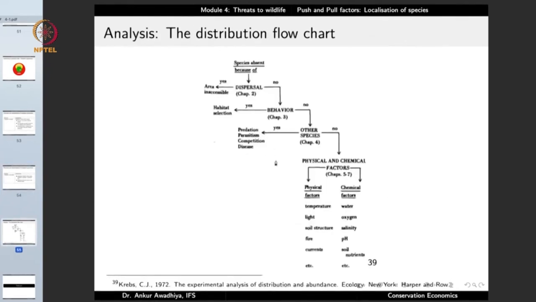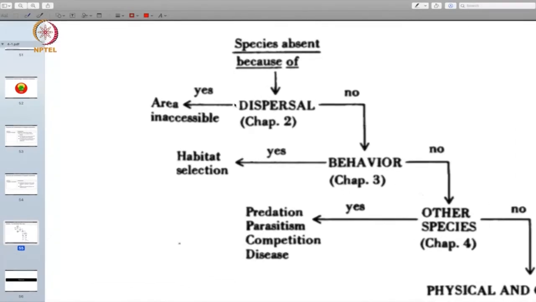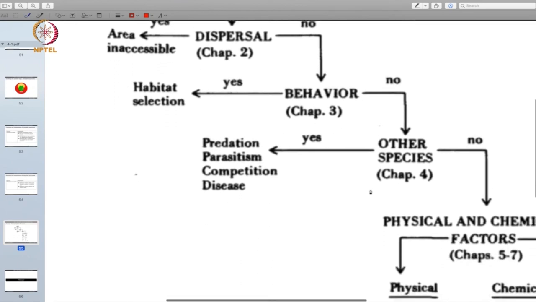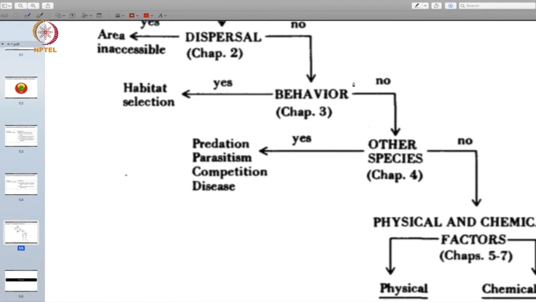So we can analyze why a particular distribution is there by performing different experiments and by having different observations. If an area is inaccessible, such as our second island in the case of rats moving from island 1 to island 2, if everything else is fine but the area is inaccessible, we will say that the localization is because of dispersal or absence of dispersal. But if the area is accessible, and we observe that there is a preference for a particular habitat, if there is a habitat selection, then we will say that the localization is because of behavioral aspects.